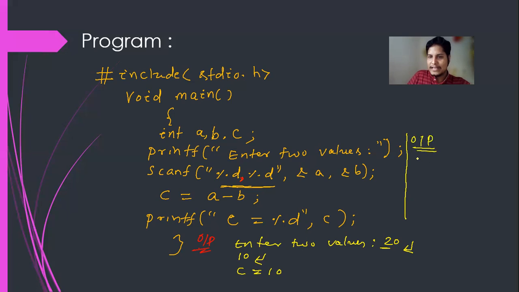But suppose I want to see the display like this. The output will be like this: Enter two values. And here I'm entering 20, comma, and then 10. Then I press the enter button, and I will get the result c equal to 10. So this comma can be used in the console window.